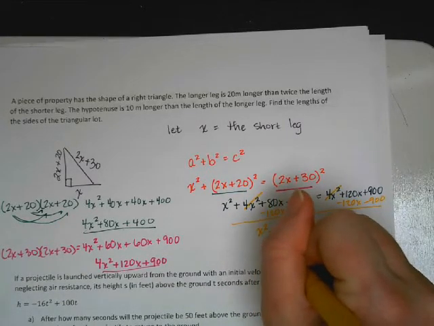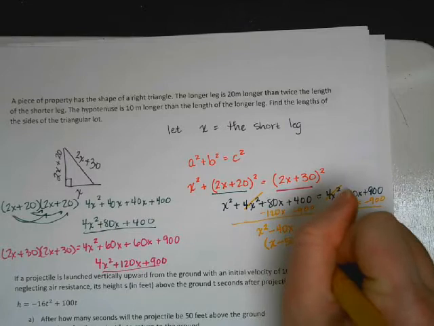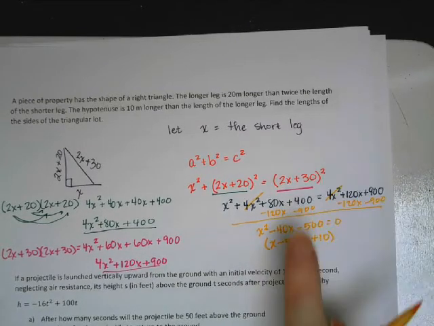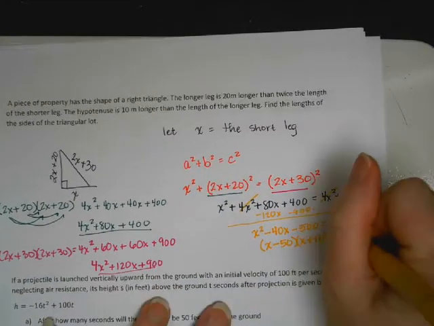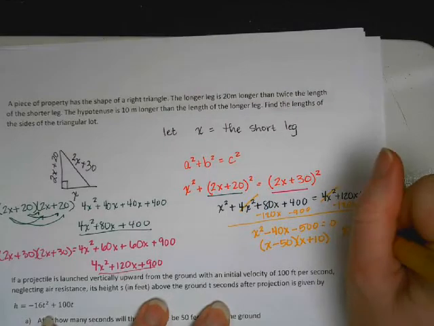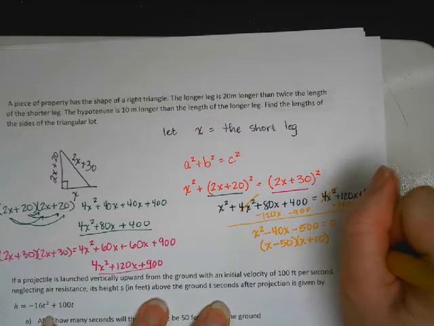X minus 50 and x plus 10. Negative 50 times positive 10 equals negative 500. Add them together, they get negative 40. So x equals positive 50 and x equals negative 10.